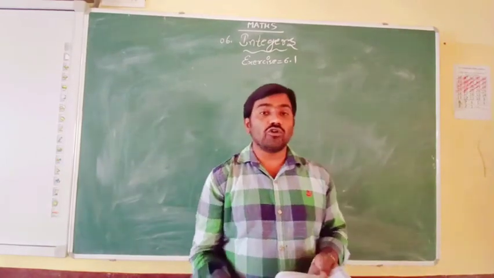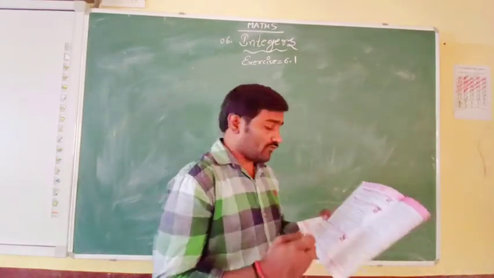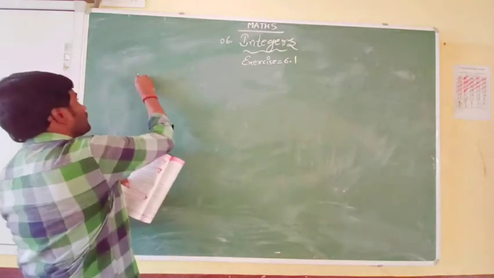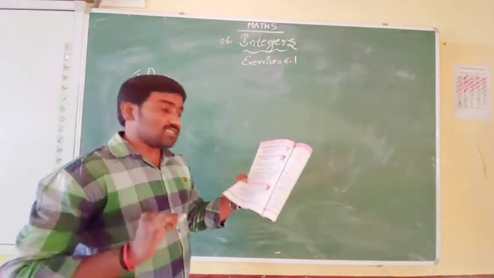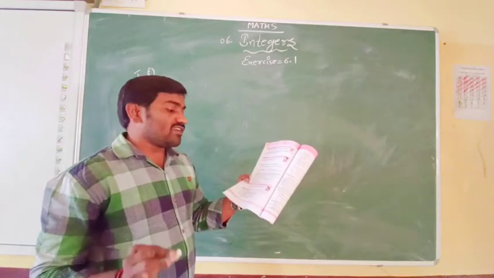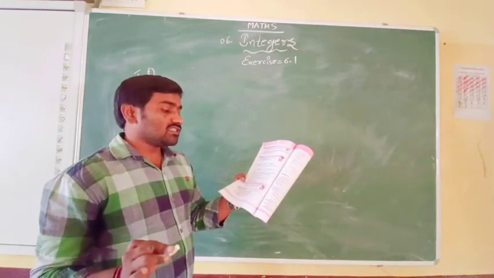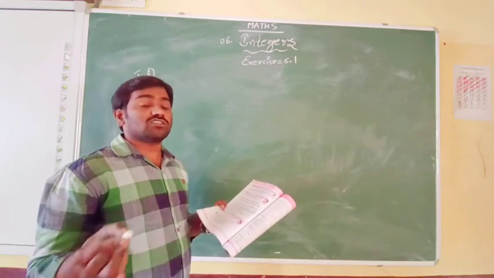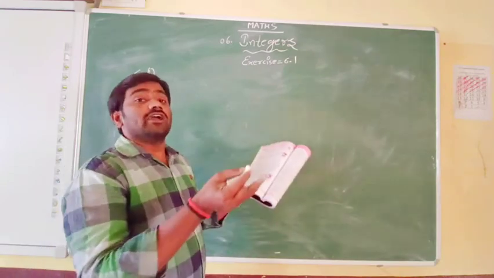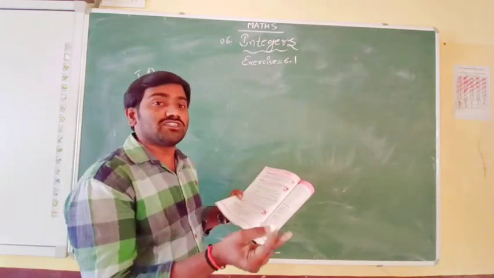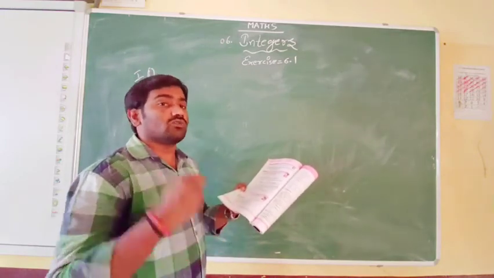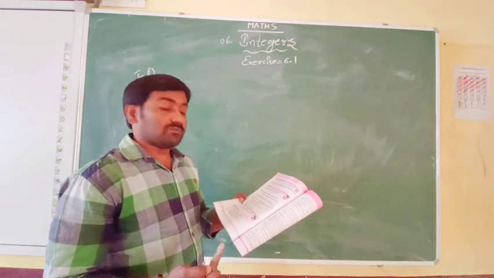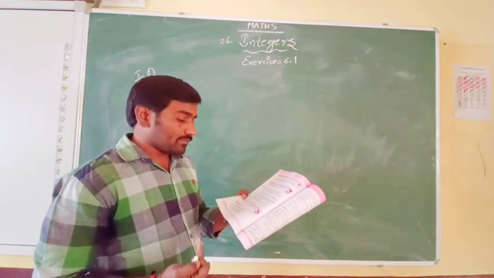I am going to read the situations given in question number 1. The first question: represent the following statements using signs of the integer. That means signs of the integer, in the sense either it is a positive integer or a negative integer. This is what we need to tell. I will read the question. You just look at your textbook, on page number 74 it will be there.